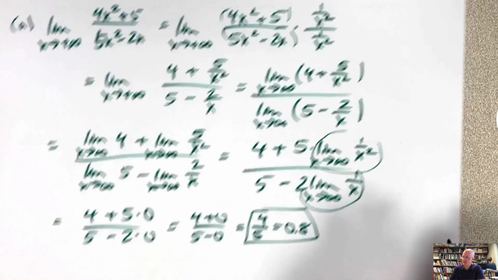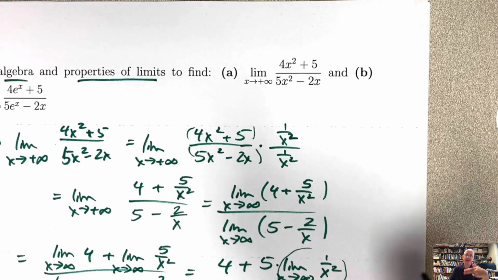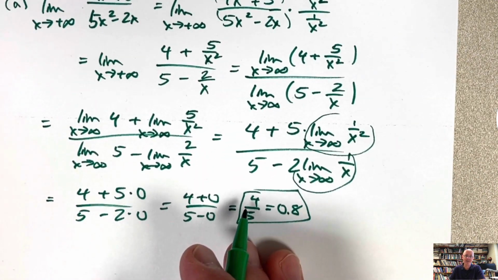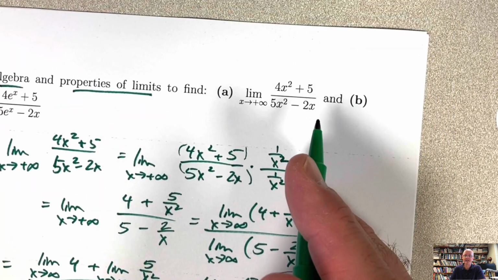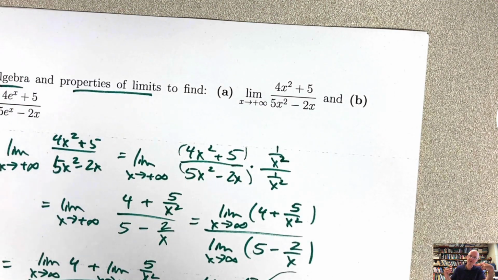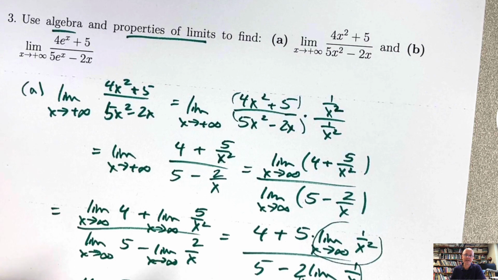So that means this graph would have a horizontal asymptote at 4/5, y equals 4/5, as x goes to plus infinity. It's actually true as x goes to minus infinity as well. All these calculations would be valid even if I were letting x go to minus infinity. So with this function, at least, there is a horizontal asymptote at 4/5, whether x goes to plus infinity or minus infinity.